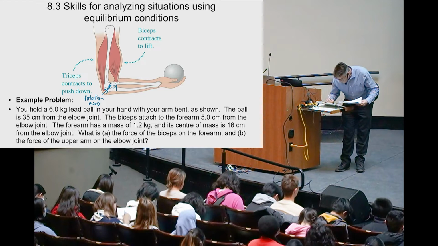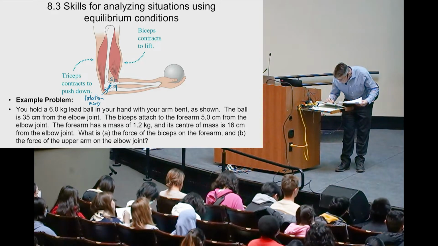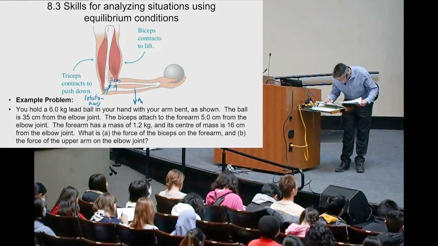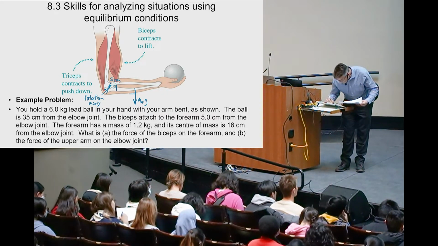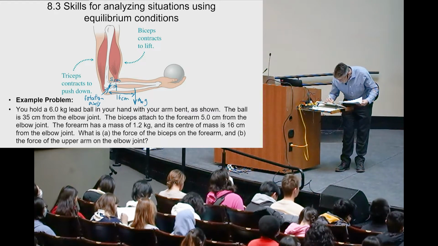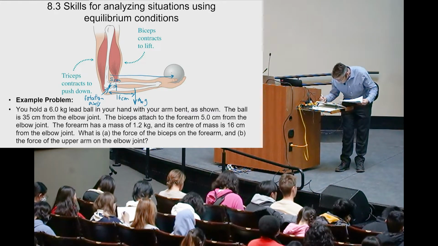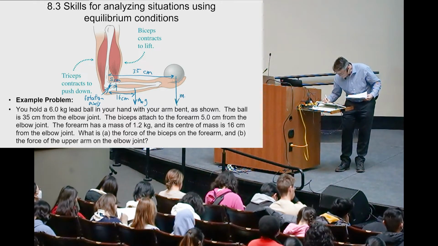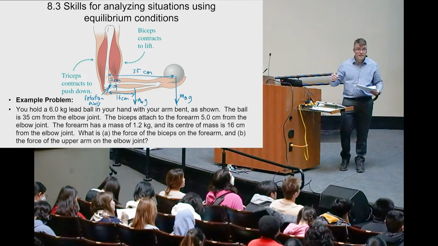And they've told you that this distance is 5 centimeters, and that this distance for the M arm times G is 16 centimeters. And another distance that's important is this one, which is 35 centimeters. So there's 3 forces. This is the mass of the ball, G, acting down.